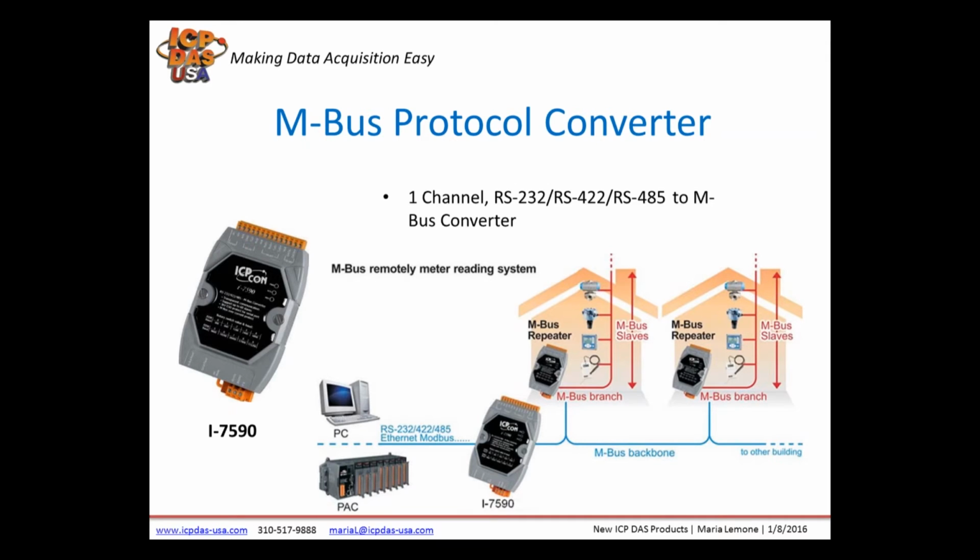The I-7590 offers conversion from 3 communication types, RS-232, RS-422, and RS-485 to Modbus. 2 rotary switches allow for quick mode change from a serial port baud to MPORS port baud.